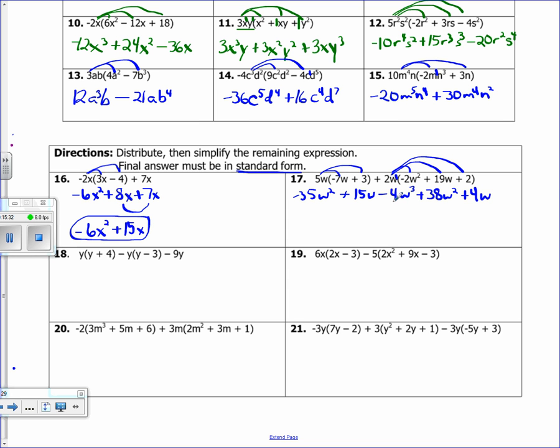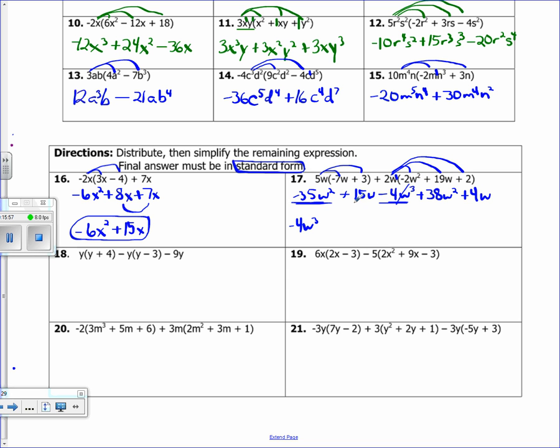All right, now we combine like terms. Since we have to put it in standard form, let's go with the highest powers first. So I see there's this negative 4w cubed, so I'm going to start off with that one. And there's no other w cubed, so I'm just going to write negative 4w to the third. That one's done.